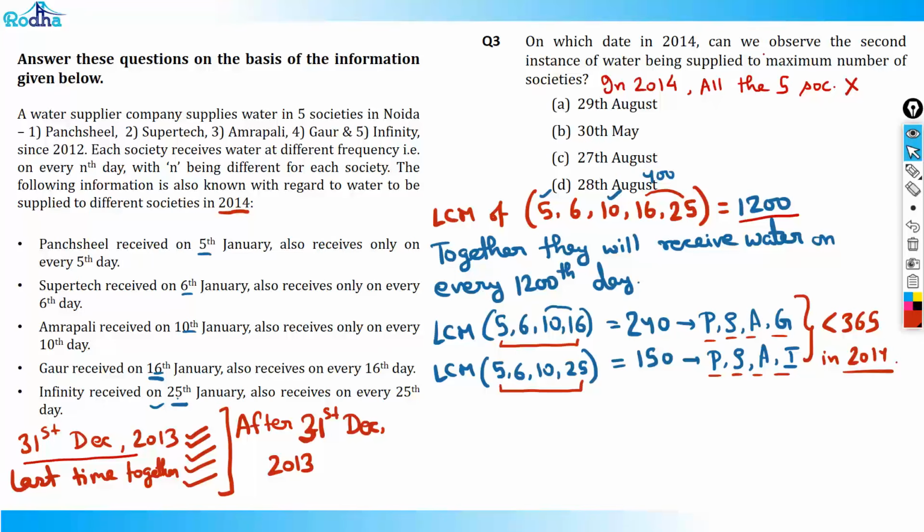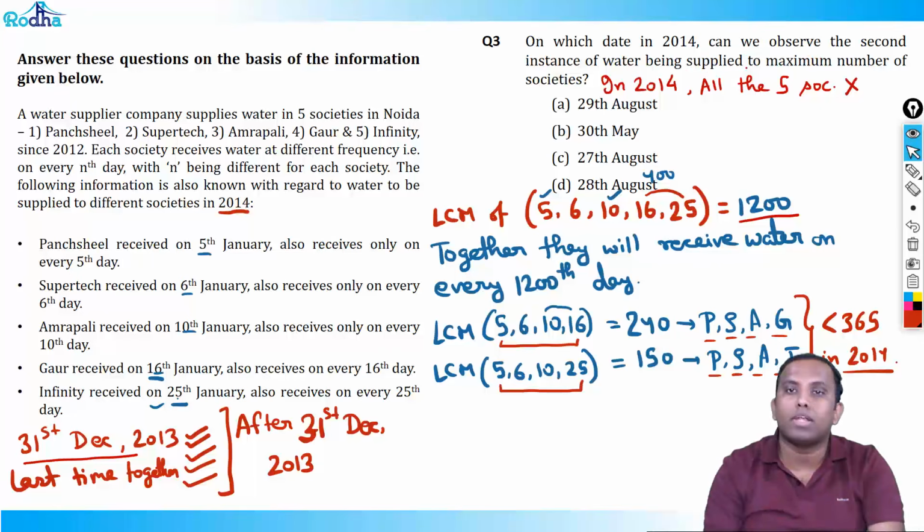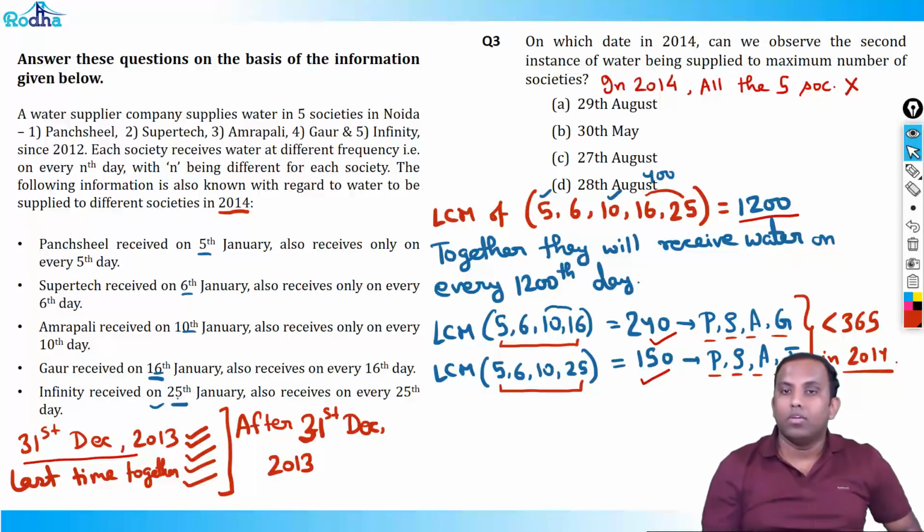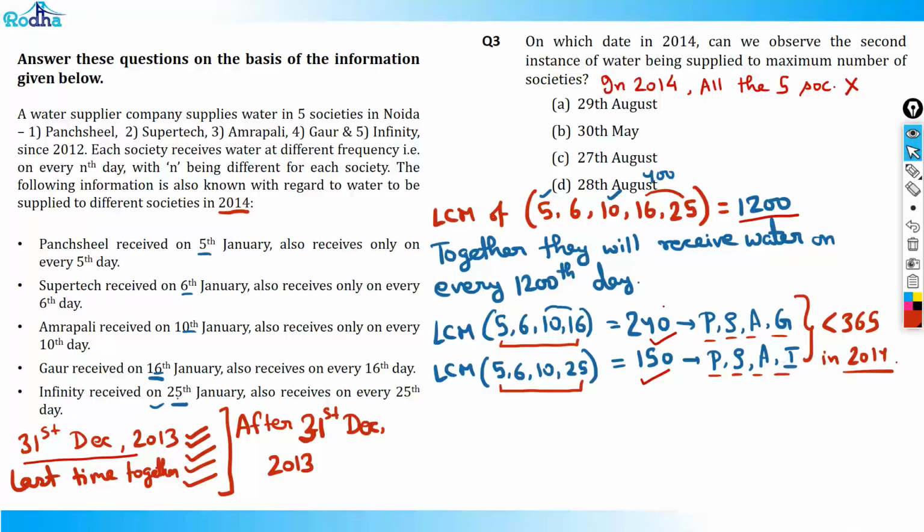What is the question? On which date in 2014 can you observe the second instance of water being supplied to the maximum number of societies? Okay, in 2014 we did this in the first question. Only 4 societies can receive water on a single day, right? Which are they? Panchsheel, Supertech, Amrapali and Gaur will receive on every 240th day, and Panchsheel, Supertech, Amrapali and Infinity will receive on every 150th day, right? So what is the first instance? I can sense it easily now, right?